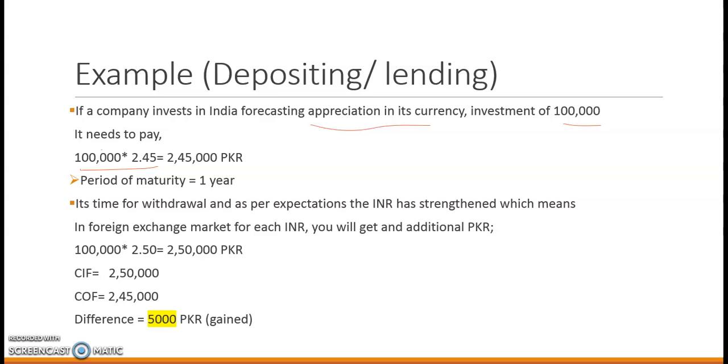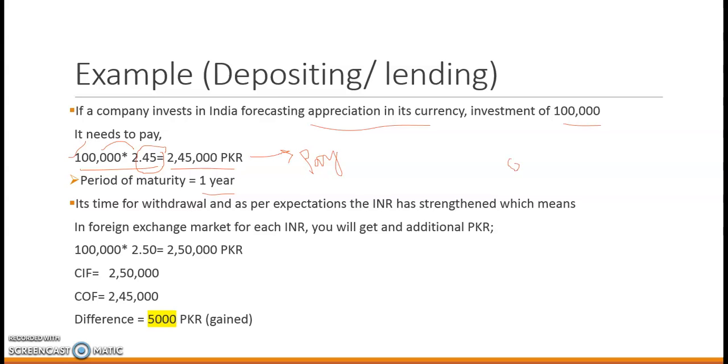So we converted this amount into Pakistani rupees, which is 2 lakh and 45,000. Now this amount is not going towards the Indian bank. This is the amount that we need to pay to our bank. We put it in our bank account, and the bank will convert it at this rate to 1 lakh. So this 1 lakh is being invested into the Indian bank. Suppose the maturity period is 1 year. In 1 year we will get our amount back, plus we will get some interest as well.